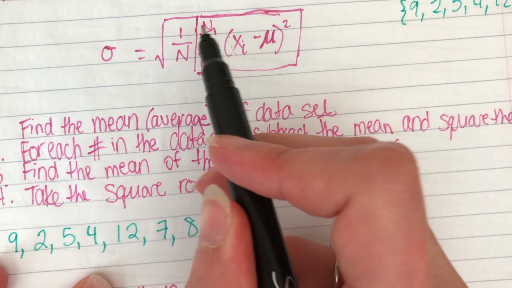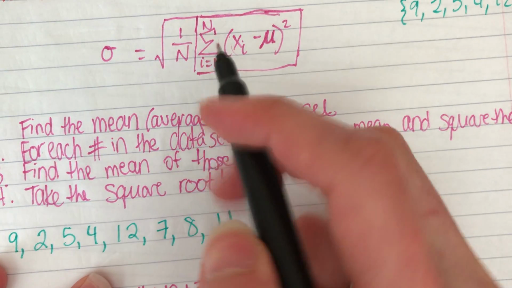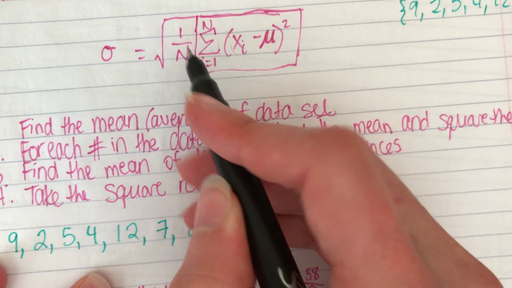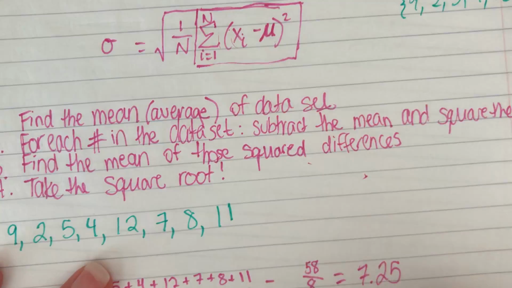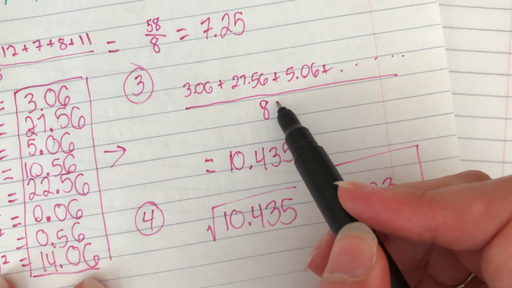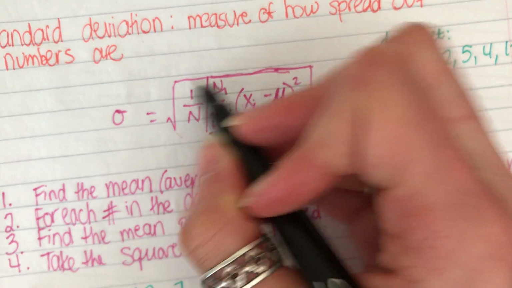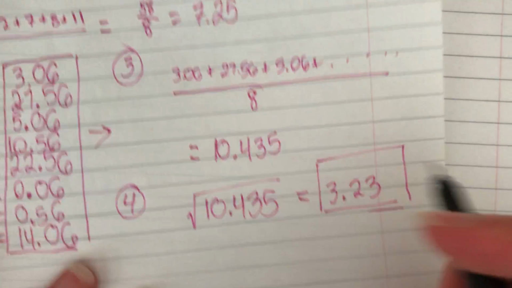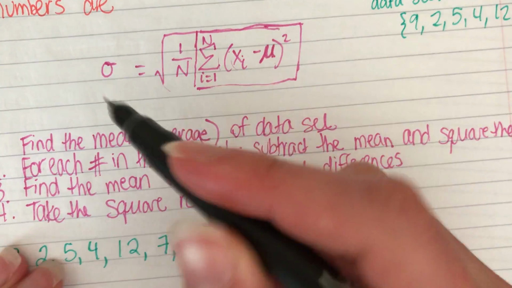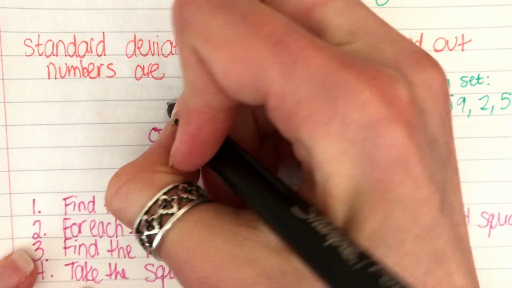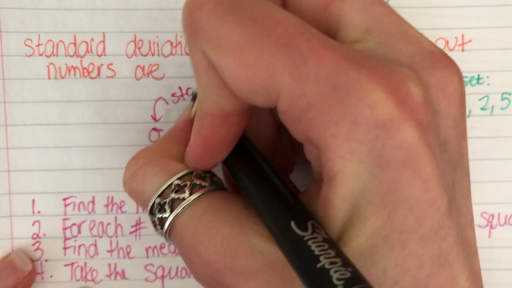And then the only other part is multiplying it by 1 over n, which is sort of the same thing as dividing by n, which is what we did over here, right? We divided by 8, but we're finding the mean. Finally, that's everything that's inside the square root, so we just take the square root of whatever we got, which would be 3.23. So really, you can see that we did all these steps, we've done everything here, and this is just a Greek letter that stands for standard deviation.